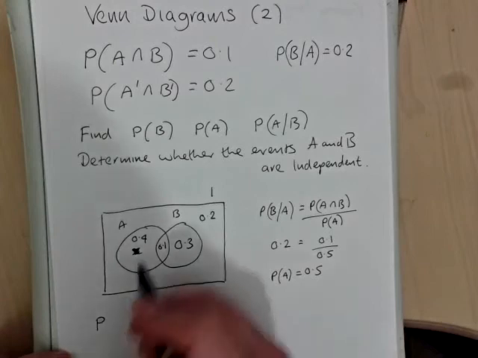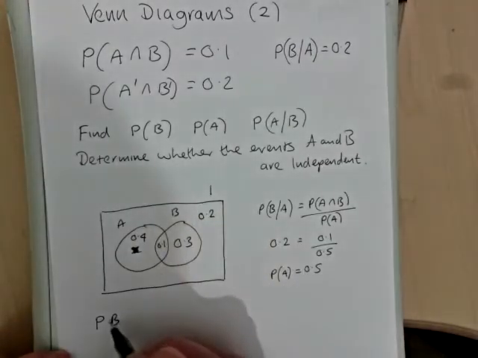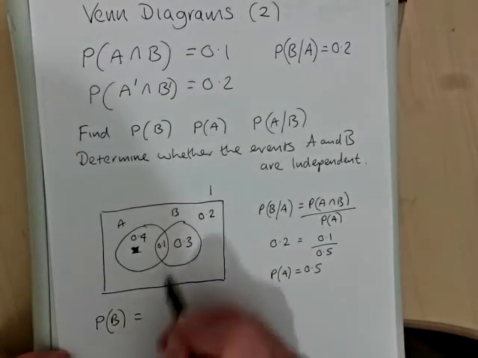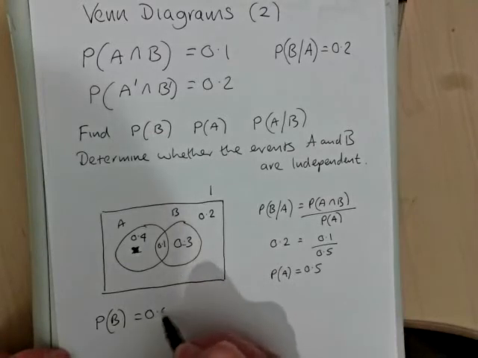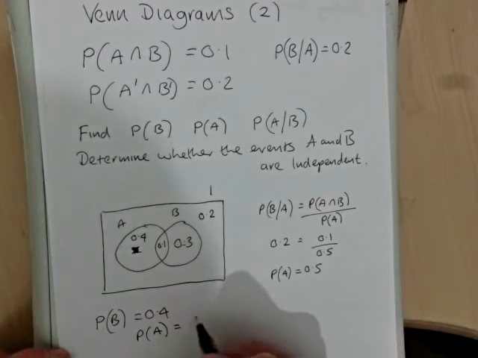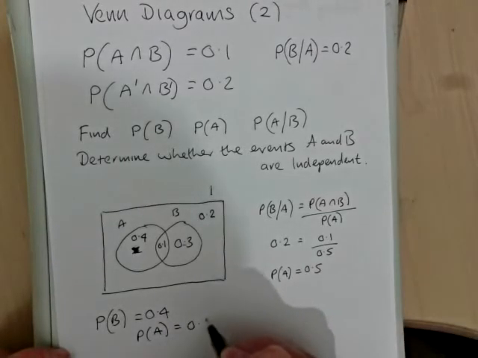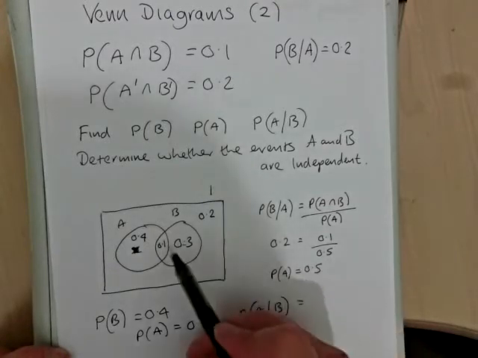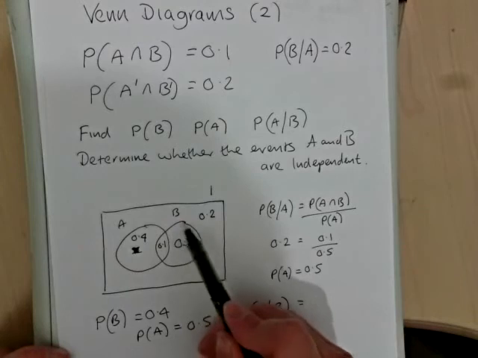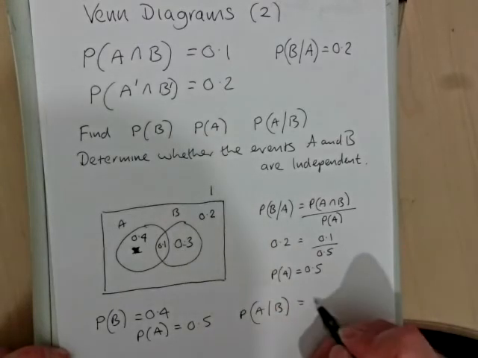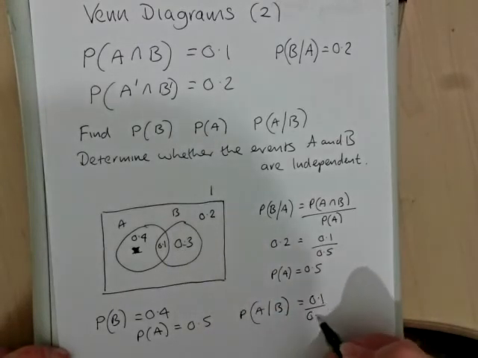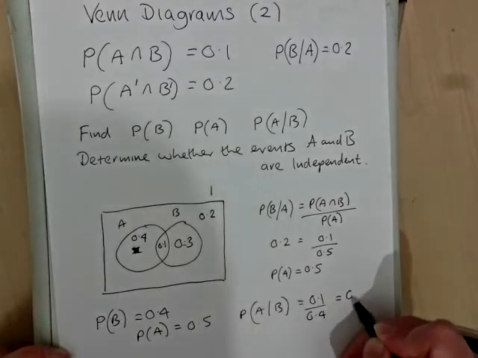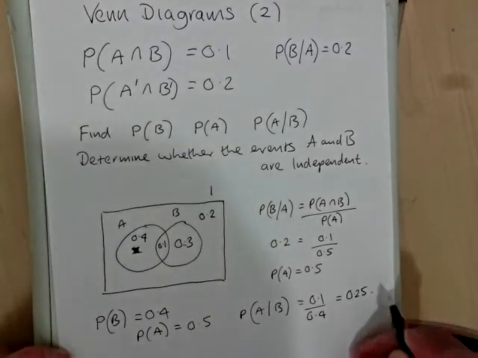So answering our questions then, the probability of B occurring is 0.1 plus 0.3, which is 0.4. The probability that A occurs, which we've already worked out, is 0.5. The probability that A occurs given that B has already occurred, well, that will be the A part, 0.1, out of the probability of B, out of 0.4, so 0.1 out of 0.4 gives me 0.25, or a quarter.